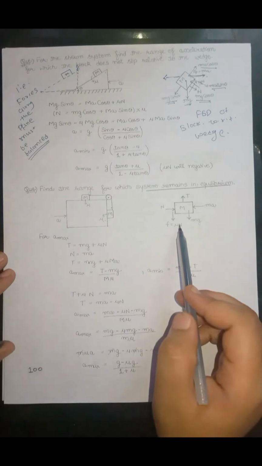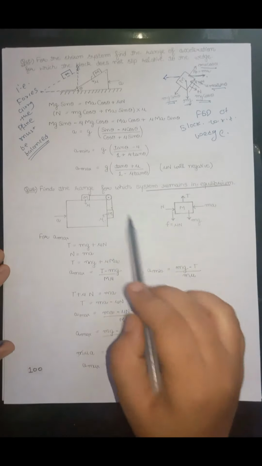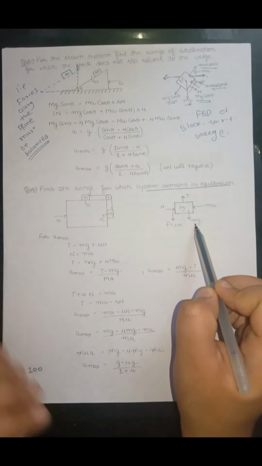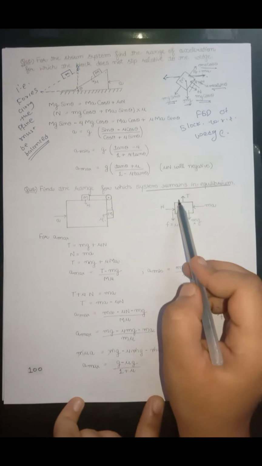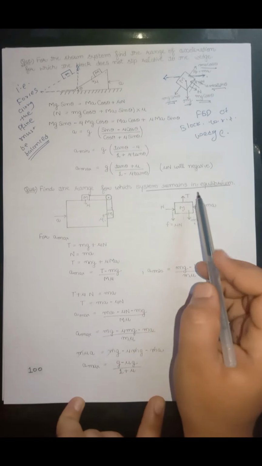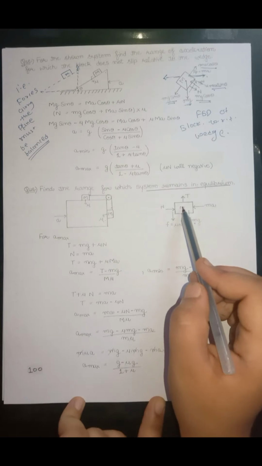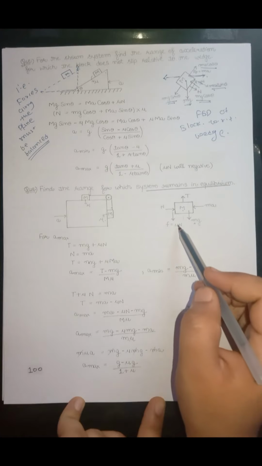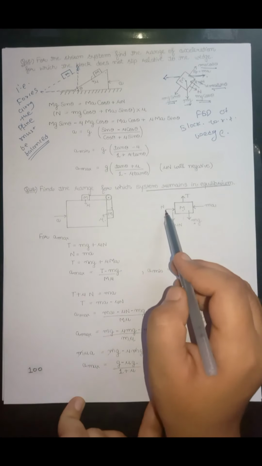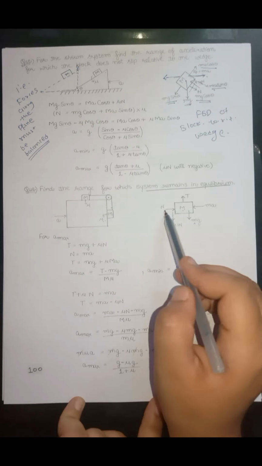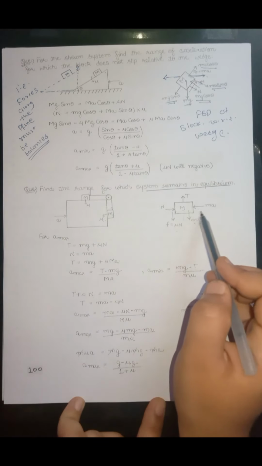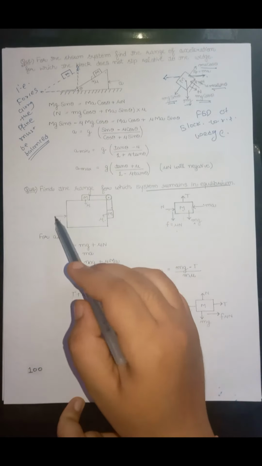So let us draw the free body diagram of this block. This block is M, and on it the downward direction force mg is acting. The tension force is acting in upward direction. It tries to move in downward direction. Frictional force will act in downward direction. This block will apply the normal reaction and the pseudo force is applied in the opposite direction.